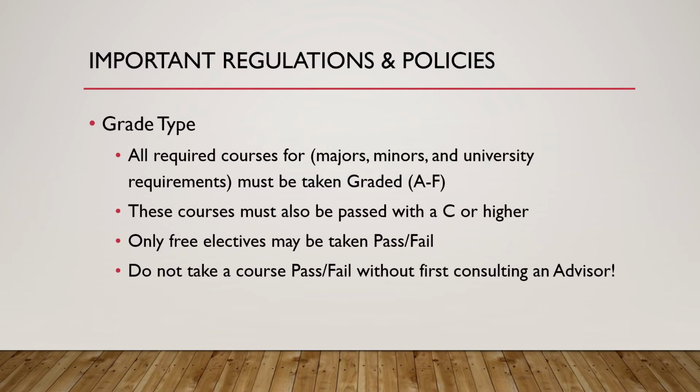I now want to review some of the most important academic regulations and policies that students ask us about. The first of which is grade type. All required courses at AU, whether it's for your major, your minor, or a university requirement, must be taken as graded A through F. That means these courses cannot be taken as pass-fail. Keep in mind that those required courses must also be passed with a C or better. Only free elective courses can be taken as pass-fail, and the best rule of thumb is that if you would like to take a course pass-fail, talk with an academic advisor first.